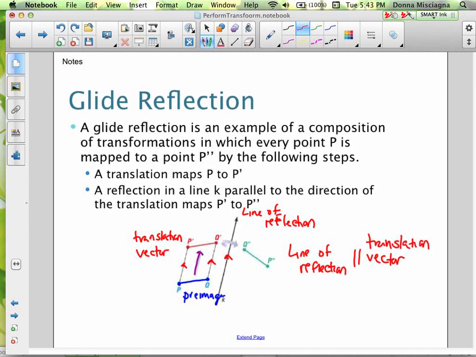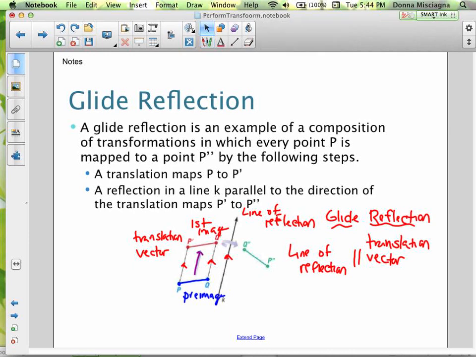And this is true when we have a glide reflection. Not every time we'll be doing a glide reflection, only sometimes. Right? But that is a type of composition of transformations. And then so right here, P prime, Q prime, that's our first image. And then once we reflect over the line of reflection, which is that right there, right, we get our second image over here. Right, so that's the second image.